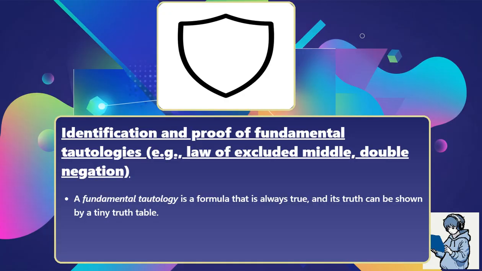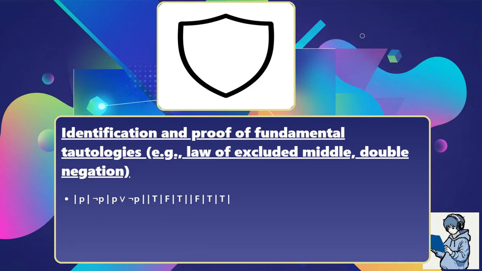A fundamental tautology is a formula that is always true, and its truth can be shown by a tiny truth table. Two classic examples. Law of excluded middle, P or not P. P true, not P false, result true. P false, not P true, result true. Every row gives true, so the law holds for any proposition.